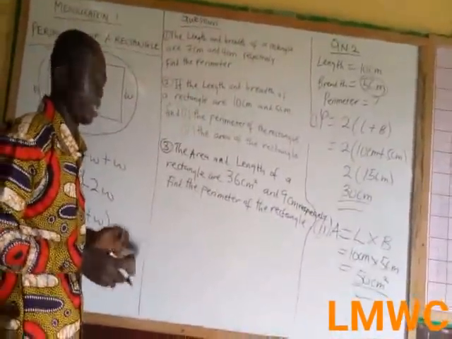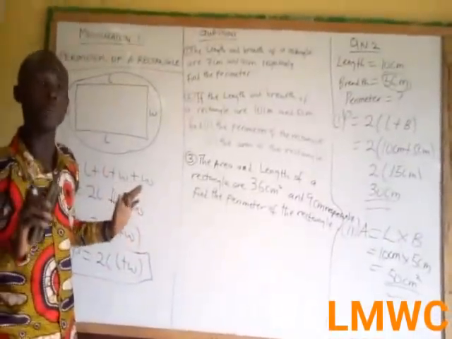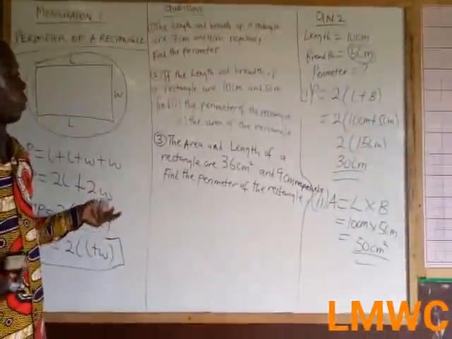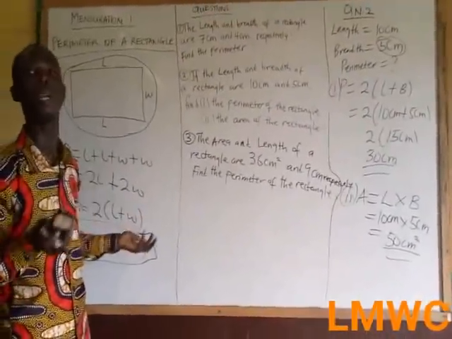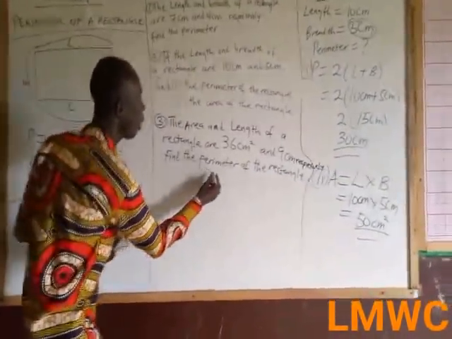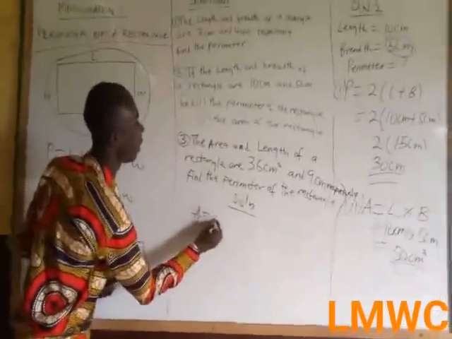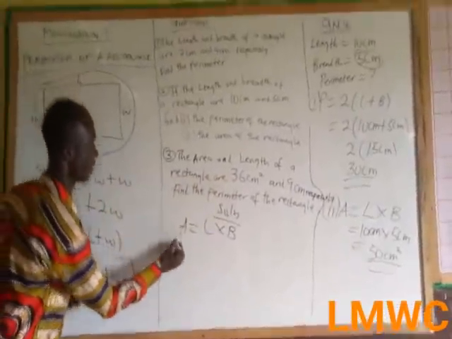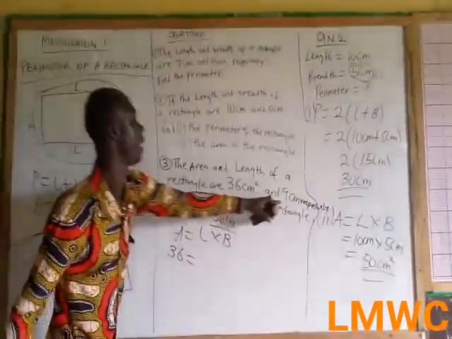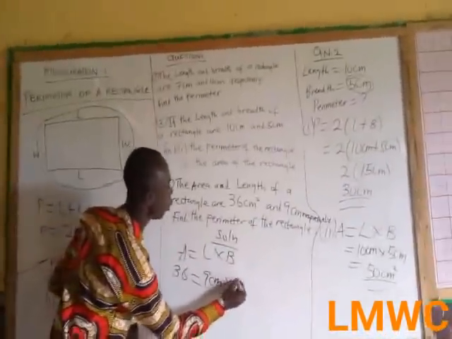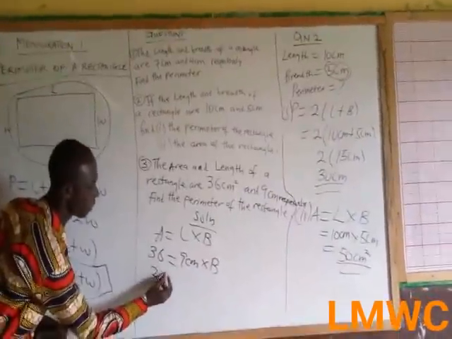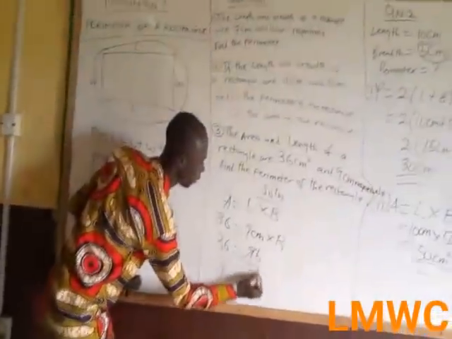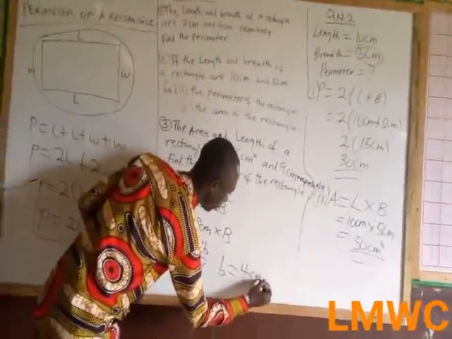You see, this question is not difficult, but if you don't know how to tackle it, you will not know what to do. So you first use the area of a rectangle formula. What is the area of a rectangle? We know it as length times breadth. Now we know our area as 36 and our length as 9 centimeters. We don't know our breadth. So it becomes 36 is equal to 9 times B, which is 9B. You divide through by 9. Now B is equal to 4 centimeters.